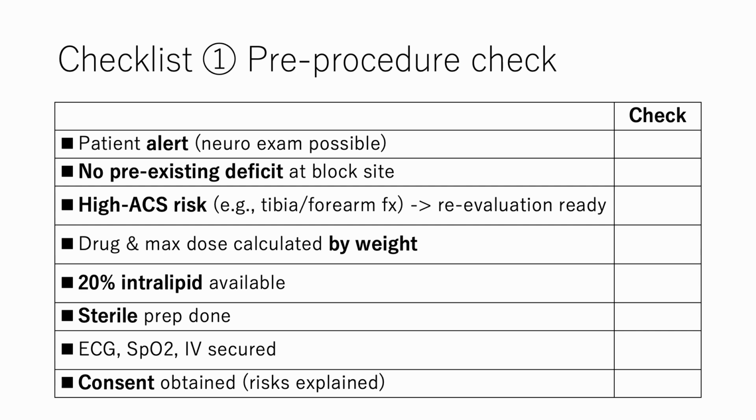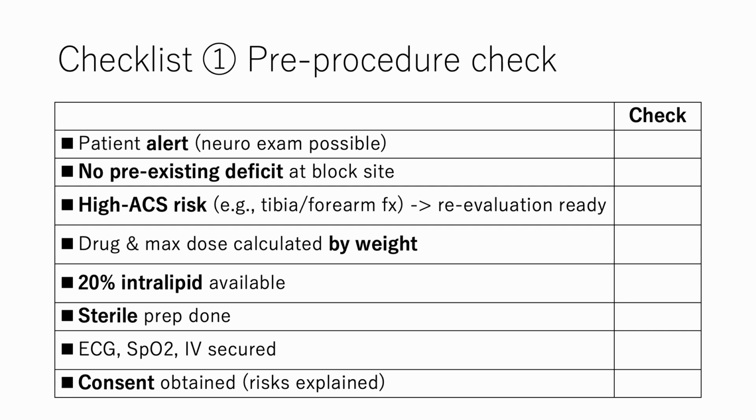If the patient is not fully alert, a nerve block may not be safe. An exception might be when severe pain is driving them into delirium. If neurological symptoms are already present in the area to be blocked, it's usually better to avoid the block, otherwise, we can't tell if the symptoms change. For fractures with high risk of compartment syndrome, like tibial or forearm fractures, we need to make sure there's an environment where repeat evaluations can be done.